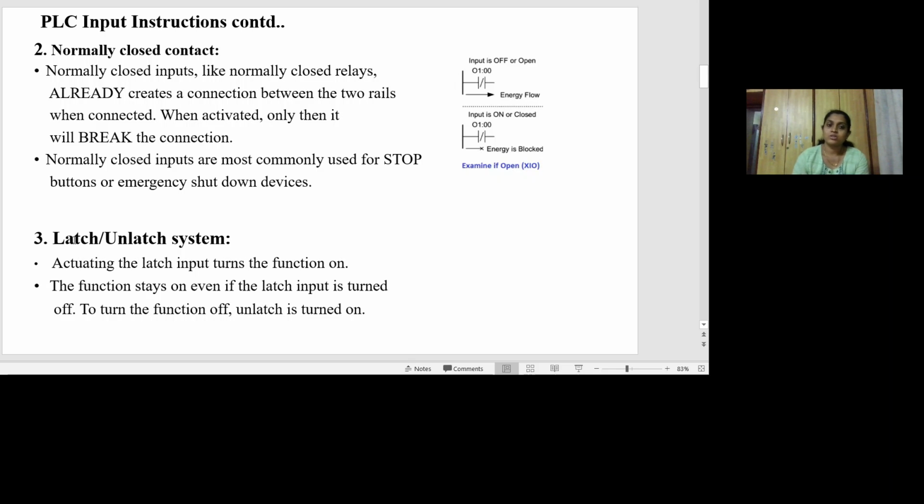The third type of instruction we went through was the latch and unlatch system. Here we will be using two inputs. To turn on an output coil, I need to have high on the latch input. So the latch input has to be energized, then only the output coil is turned on. And even if the input is turned off, your output still remains on because it's a latch system. And to turn off the coil, I need to send an input on the unlatch input.